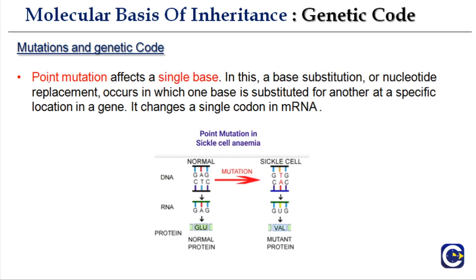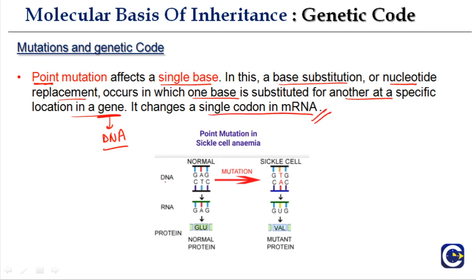Point mutation, as the name suggests, is a point. It affects a single base. In this, a base substitution or nucleotide replacement occurs in which one base is substituted for another at a specific location in a gene. So this point mutation takes place in a gene, which means it takes place at the level of DNA. It changes a single codon in mRNA.